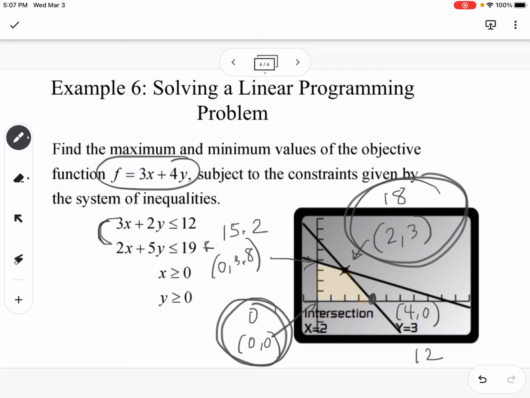Okay, let me know if you have any questions about graphing inequalities or linear programming.